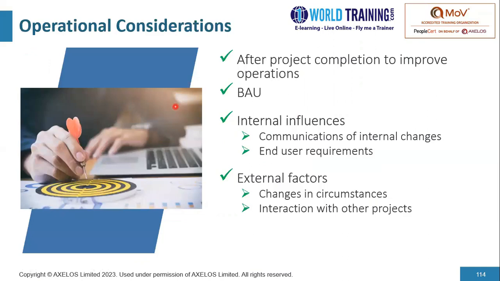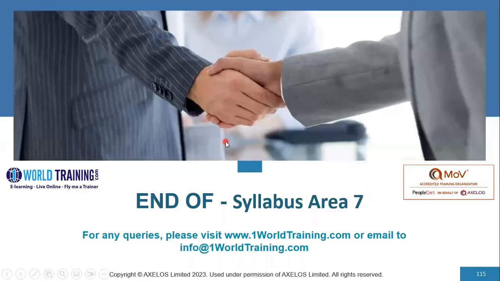Operational considerations. After project completion, to improve operations, especially in the BAU environment. Internal influences, communications of internal changes and user requirements, and sometimes external factors, changes in circumstances, and interaction with other projects could also trigger a lot of MoV activities during the operational phase. So those were a few ideas of environmental consideration and embedding MoV within the various perspectives.